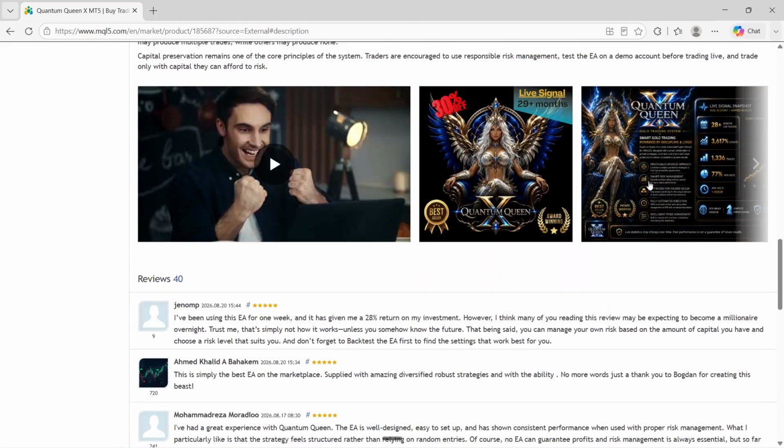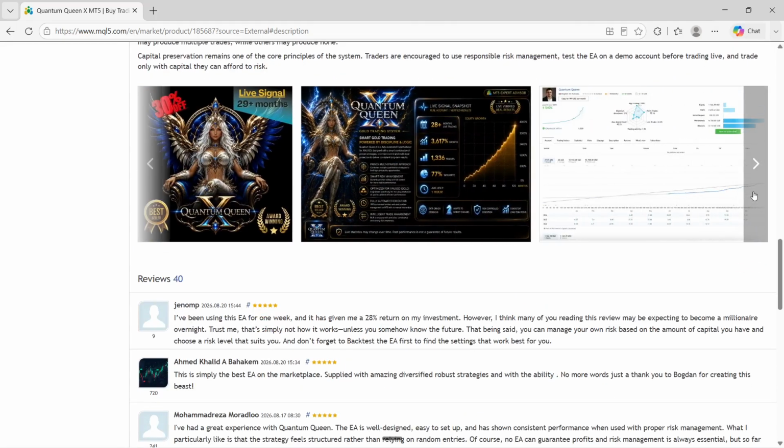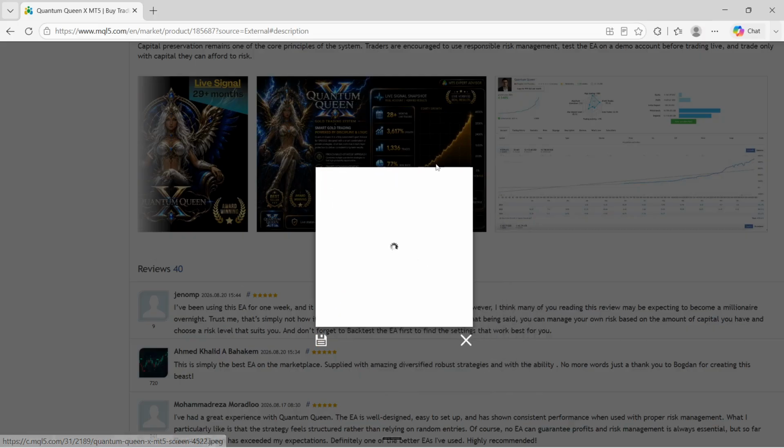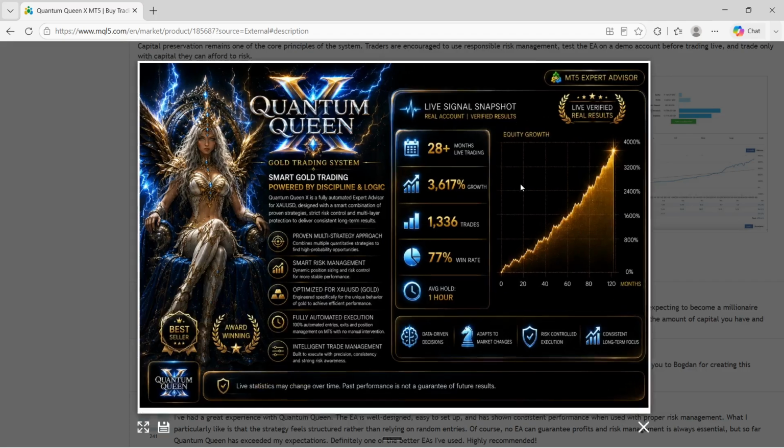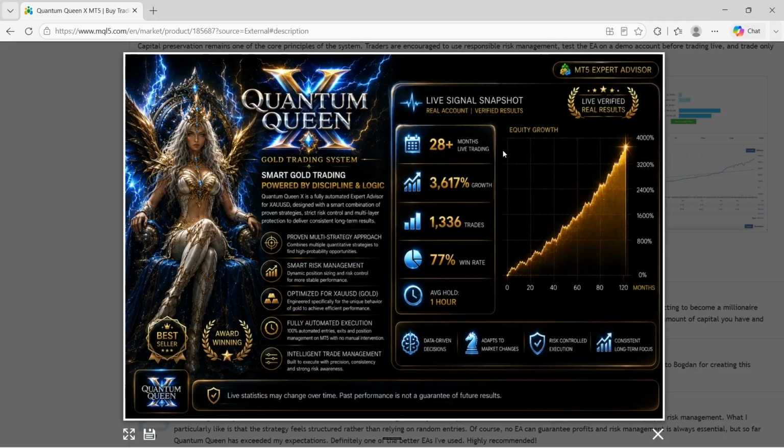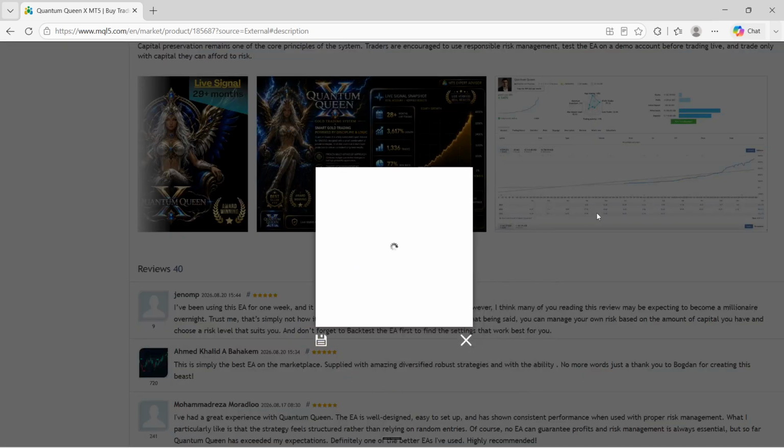All right, so we have some screenshots here by the developer. Let's take a look at some of them. All right, so it claims 28 plus months of live trading, and within that period, it claims growth of over 3,600%, spread out over 1,336 trades, with a win rate of 77%. Okay. Let's also take a look at the equity curve.